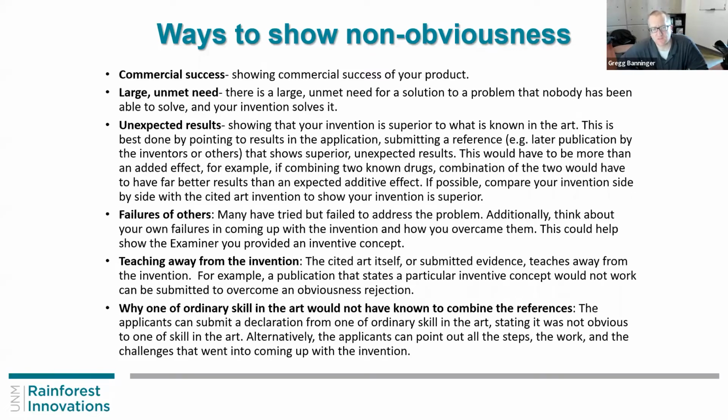And one of the good things with the US at least is you can submit data that was collected after your priority date to support your arguments in a patent application. And oftentimes we have to rely on collecting data and submitting data to get over an obviousness rejection. Failures of others kind of goes to a large unmet need. Many people have tried this and it hasn't worked. So how is it obvious? No one can do it.